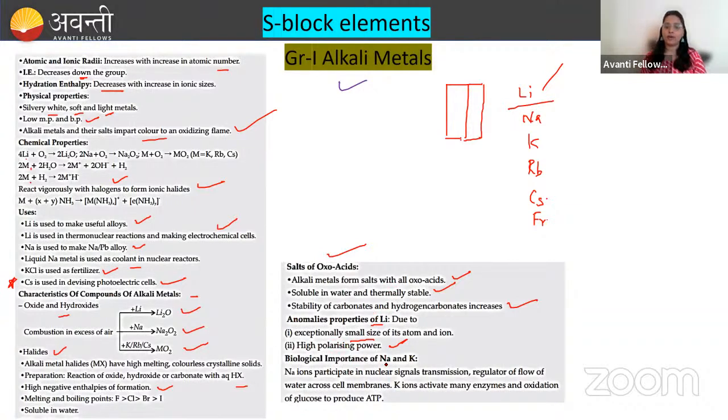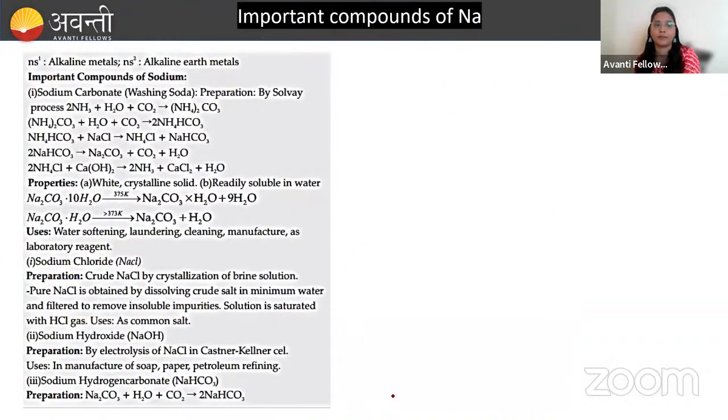You know that sodium and potassium are biologically important for our body. So sodium ion participates in nerve signal transmission, and is a regulator of flow of water across our cell membranes. Potassium ions activate many enzymes present in our body and oxidation of glucose to produce ATP. So these are certain biological importance of alkali metals, that is sodium and potassium.